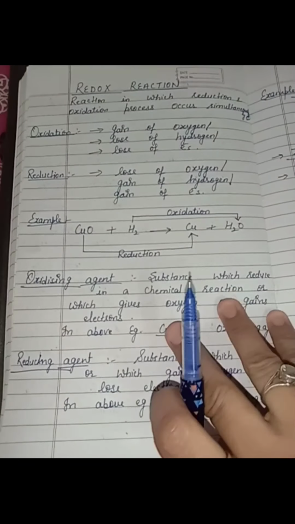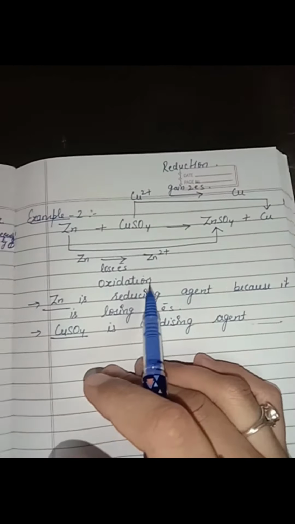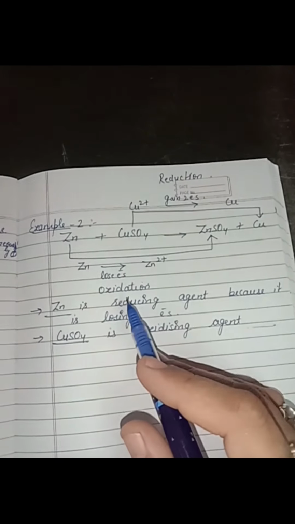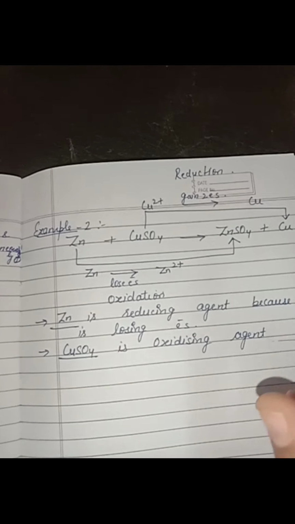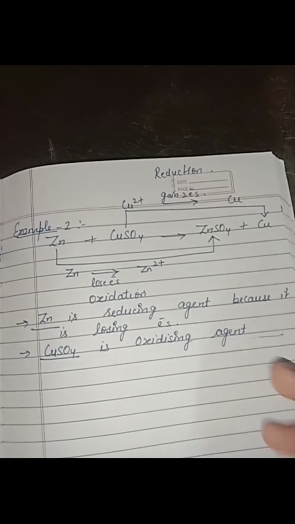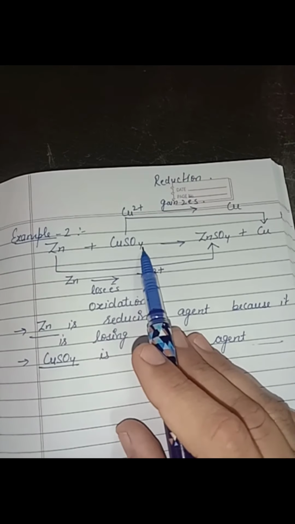Let's study one more example. If in any reaction there is no gaining or losing of oxygen and hydrogen, then how will we find out where the oxidation and reduction are taking place? So here we will take the help of losing and gaining of electrons. We will see where the electrons are being lost or gained. So see the example, zinc and copper sulfate. These are the reactants.